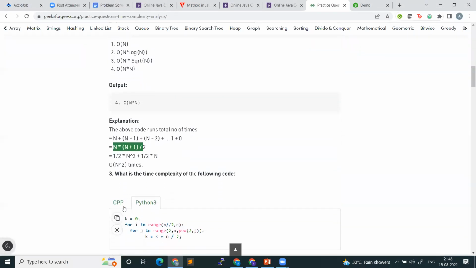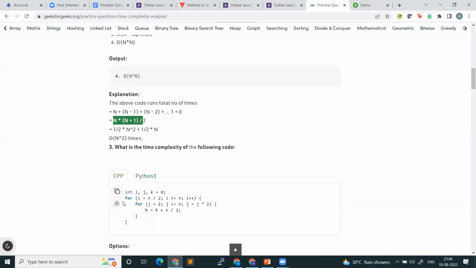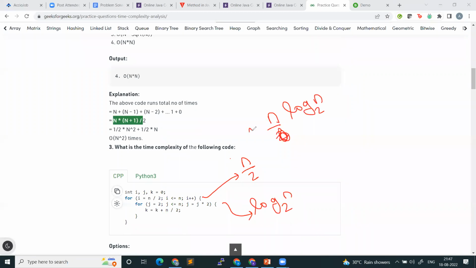Now let us look at this code. Can you help me? I think we have discussed this just now. कैसे करेंगे? Let us try to understand. How many times is this loop running? N by 2 times. How many times this loop is running? Log n to the base 2. Okay. So multiply kar do. It is n by 2 log n to the base 2. Drop the constants. It is n log n to the base 2.